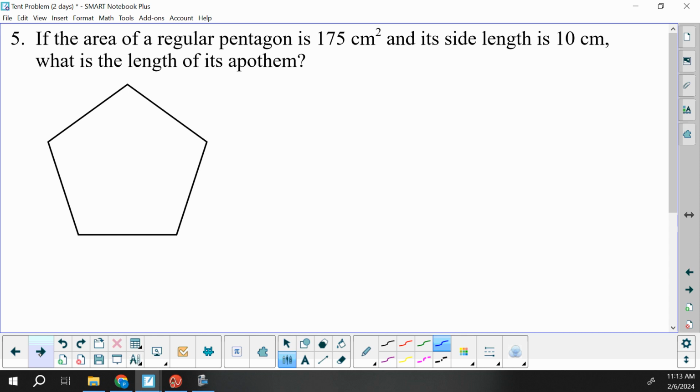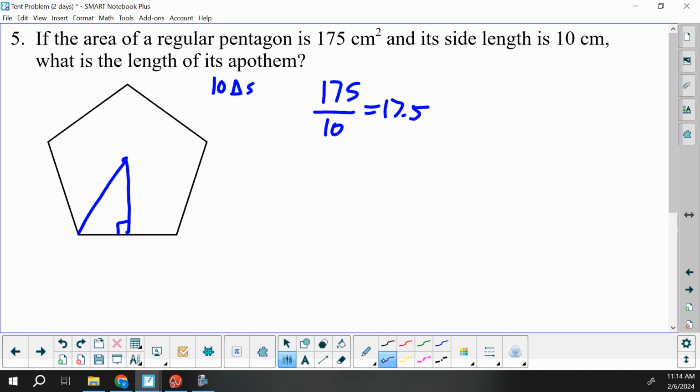Going over to 5, they tell us the area of this pentagon is 175. Well, let's draw in our apothem. There would be 2 triangles on each side. Pentagon is 5 sides, so that's 10 triangles. So we could do 175 divided by 10 to give us 17.5.